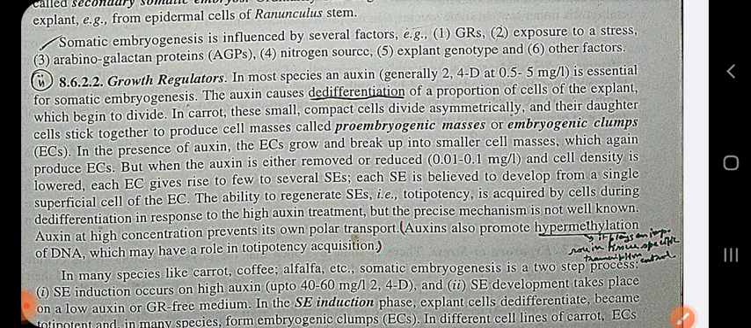Auxin actually causes de-differentiation of a proportion of the cells of the plant. Now, what is de-differentiation? Auxin promotes de-differentiation of the explant cells.